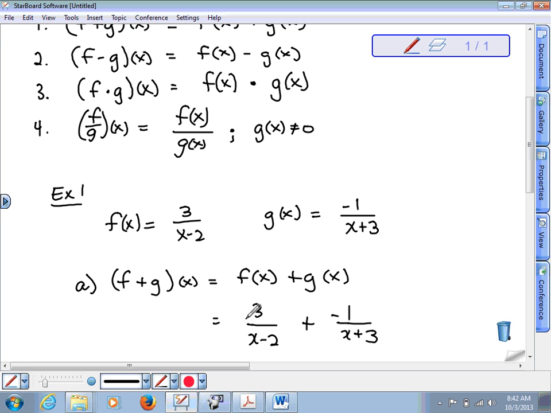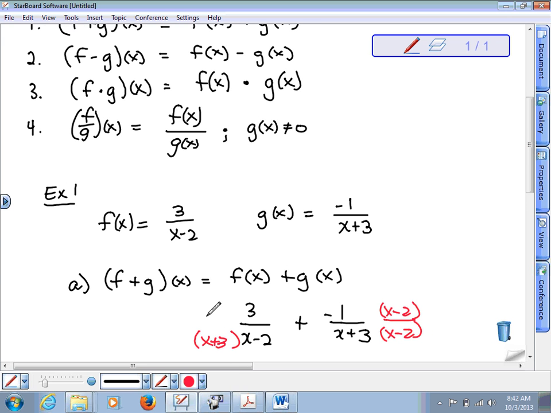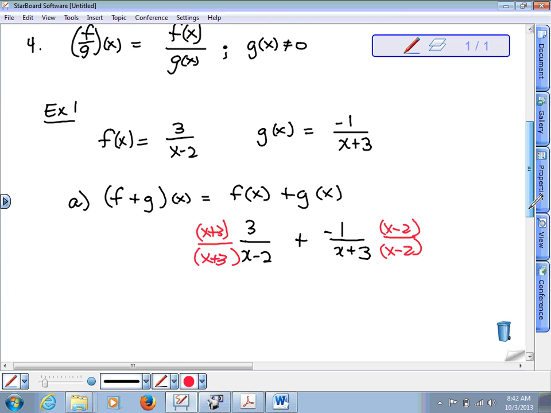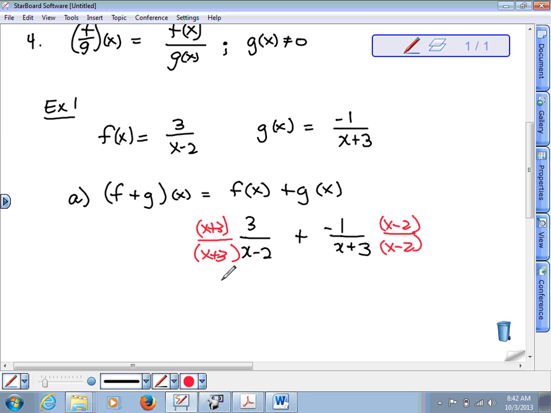So this expression on the left has an x minus 2. This one does not have an x minus 2. So what must it have? It must have an x minus 2 in the numerator and the denominator. This side now must have an x plus 3. So this expression on the left becomes 3x plus 9 in the numerator, all over your common denominator of x plus 3 over x minus 2.